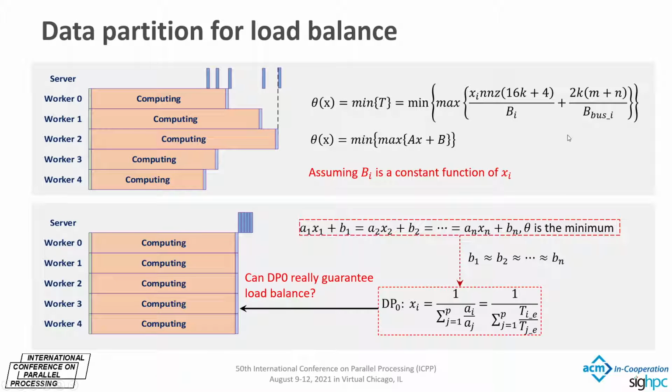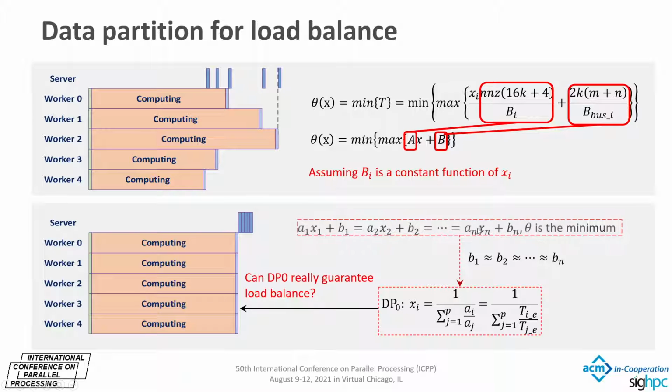To simplify the calculation, we assume that the memory bandwidth is always a constant function of data distribution. Then, the objective function can be simplified to the min-max form of the linear function. In this way, we can use monotonicity to easily prove that when the execution time of each worker is balanced, the total overhead is minimal. Since the communication overhead is small, they can be considered equal.